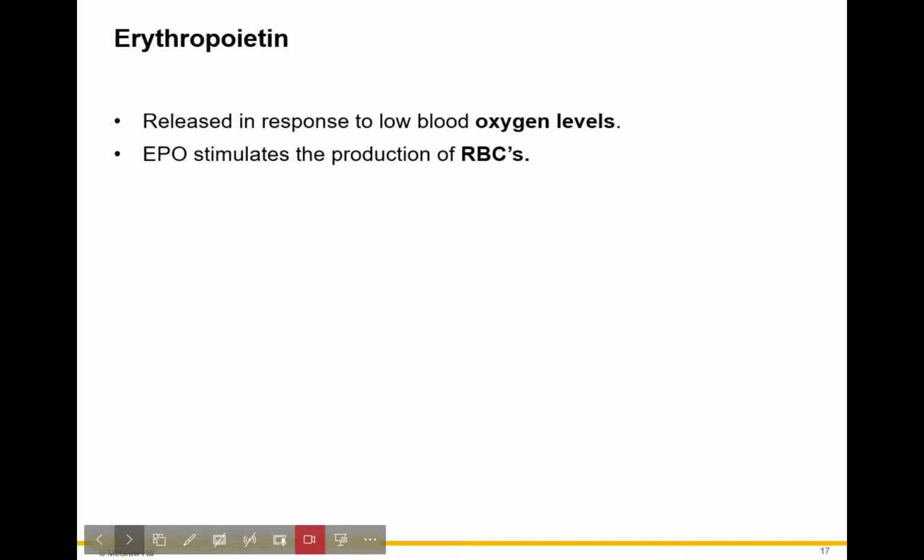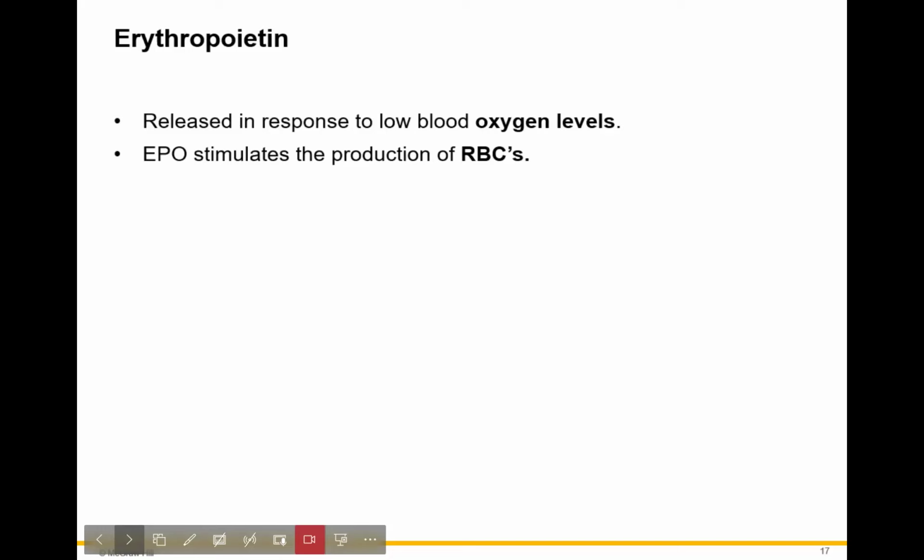Okay, so another function of the kidneys, which is kind of totally unrelated to water balance, is this: when blood flowing through the kidneys contains low blood oxygen levels, the kidneys release erythropoietin, a hormone that stimulates the production of new red blood cells. Remember from the cardiovascular system that your red blood cells are very short lived. They only live about 120 days.